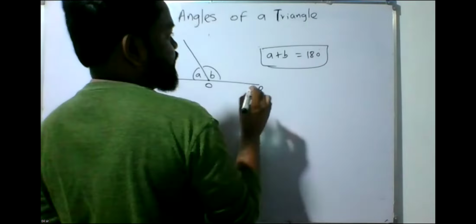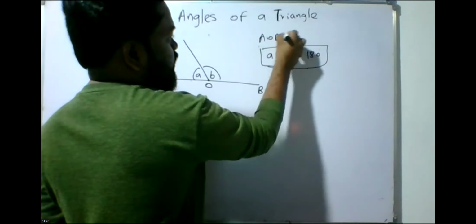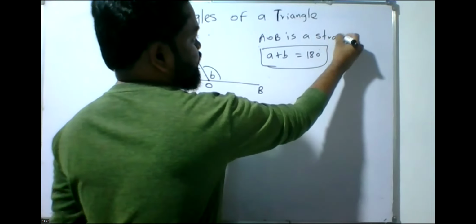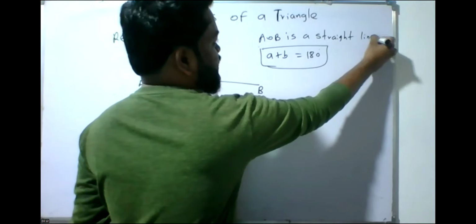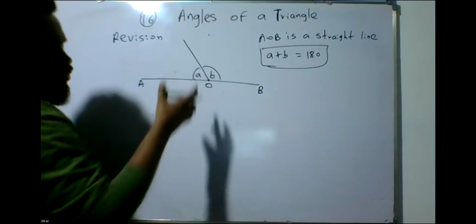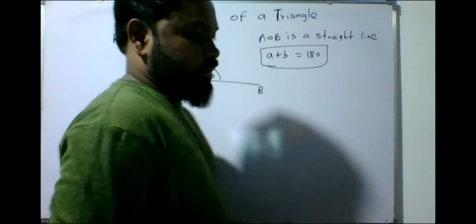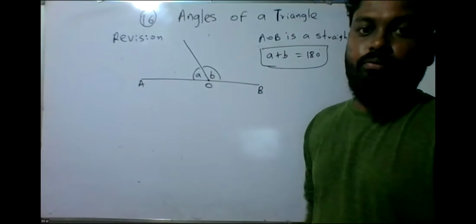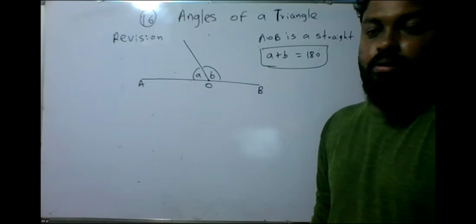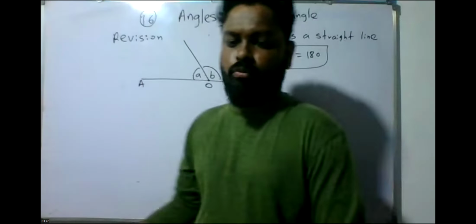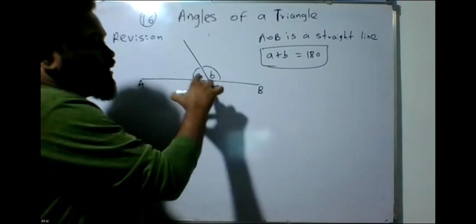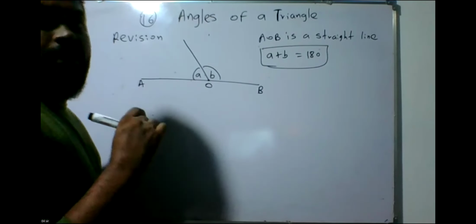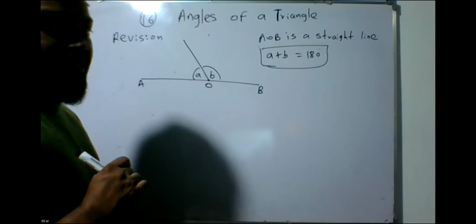AOB is a straight line. Very simple one. Here only two angles are there, but 3 or 4, any number of angles can be at the same point. Anyhow, the sum is 180 degrees.